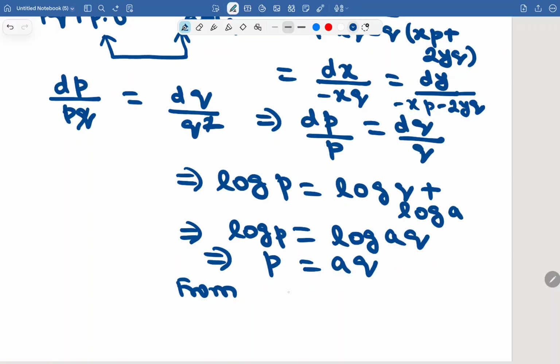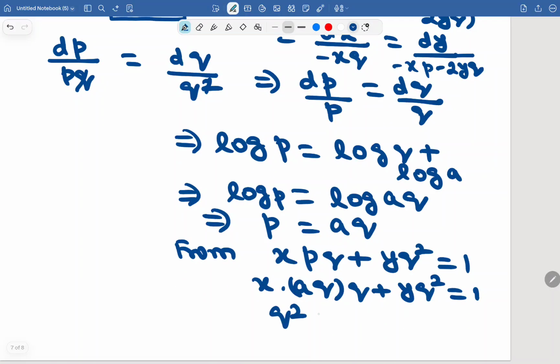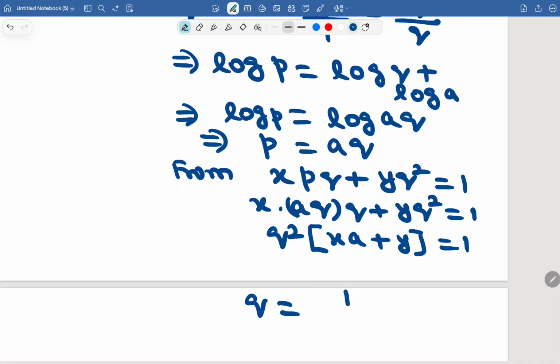Since p is aq, from xpq plus yq square equal to 1, we may find the value for q. X into aq into q, plus yq square equal to 1. q square times xa plus y equal to 1. Therefore, q is nothing but 1 by root of y plus ax.